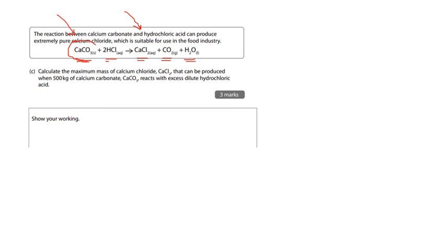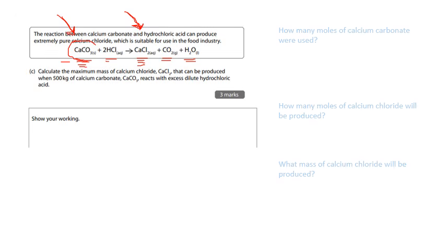So what we're going to do is work out the number of moles of that, and looking at the equation, the ratio is 1 to 1. Like 1 mole of that gives you 1 mole of this. So if we work out the number of moles of this, it's the same as the number of moles of that, and then we can work out the mass of that. So let's do it.